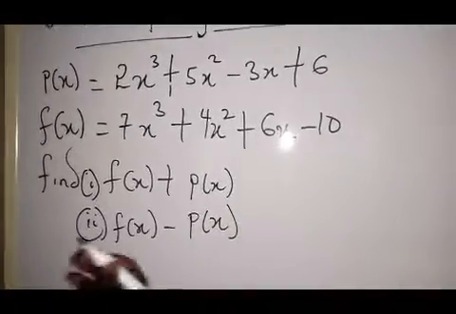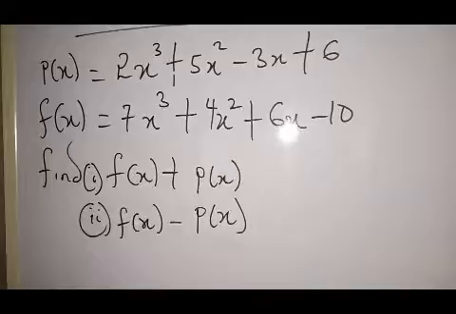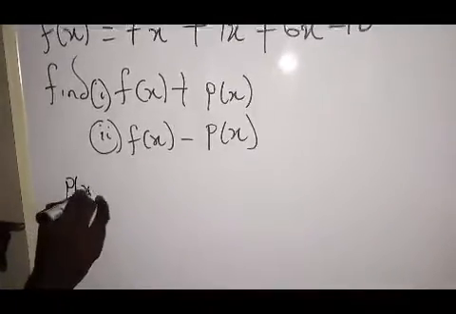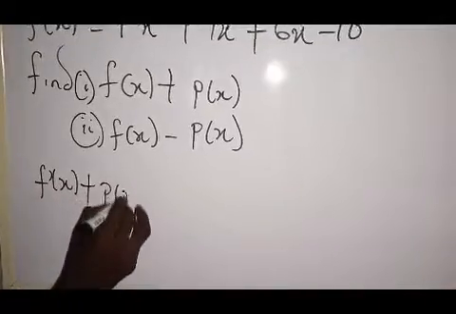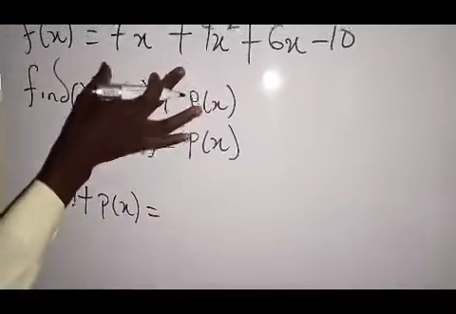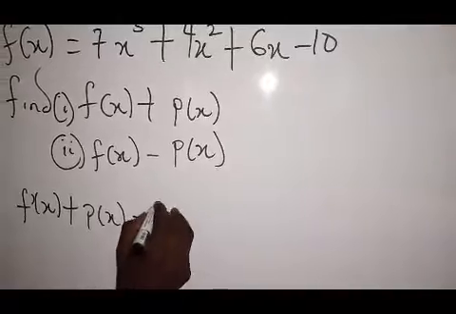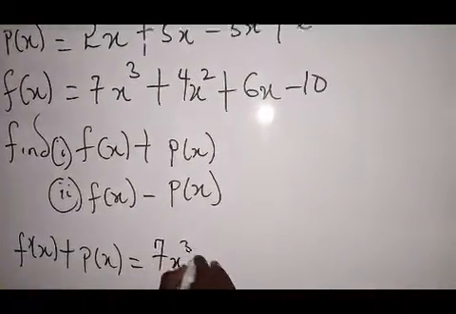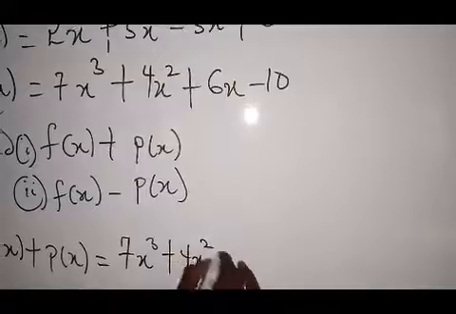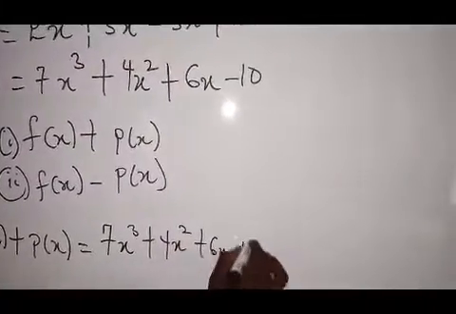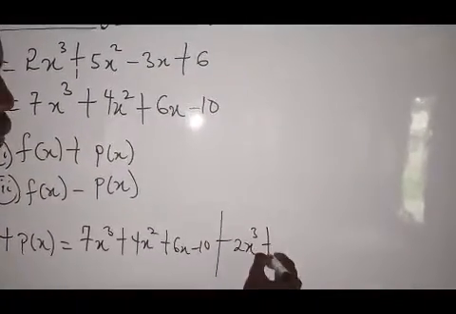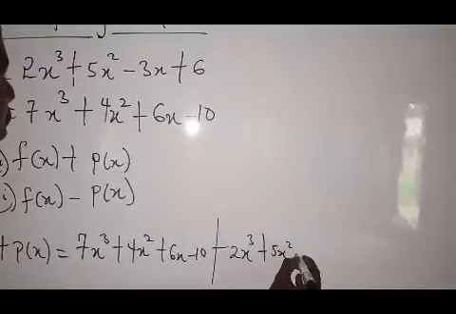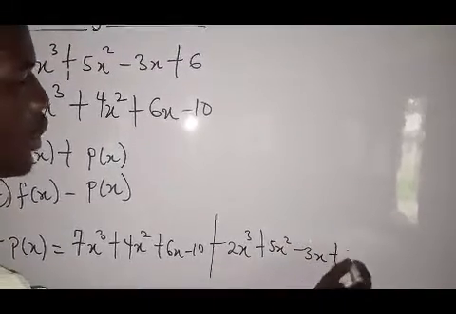Alright, so now what are you going to do? It's very simple. Your f of x plus p of x is going to be, what is your f of x? You write your f of x back, which is 7x cubed plus 4x squared plus 6x minus 10 plus, what's your p of x? Your p of x is 2x cubed plus 5x squared minus 3x plus 6.